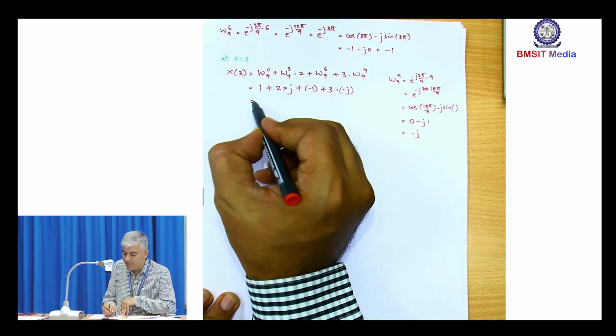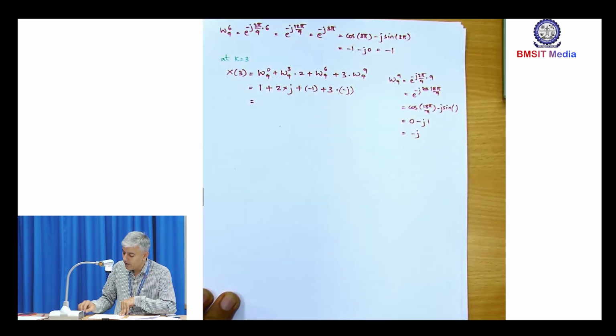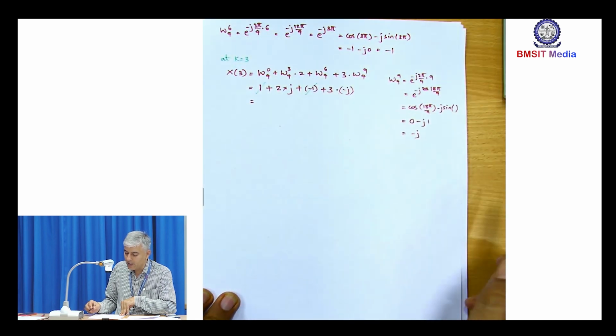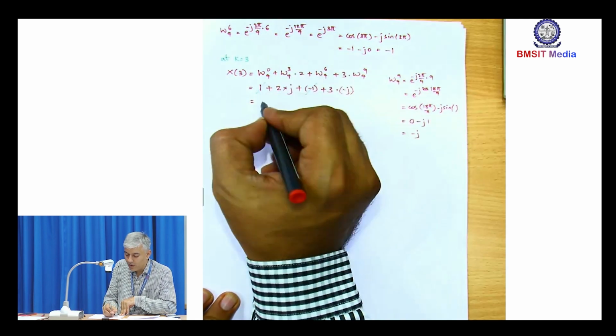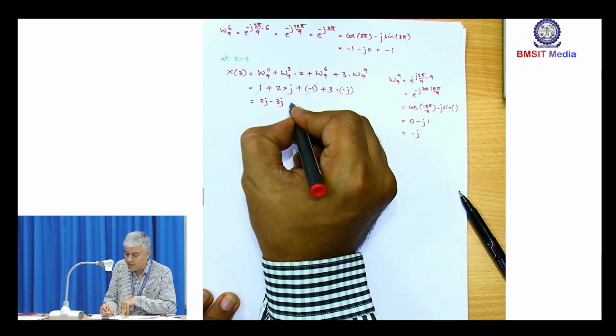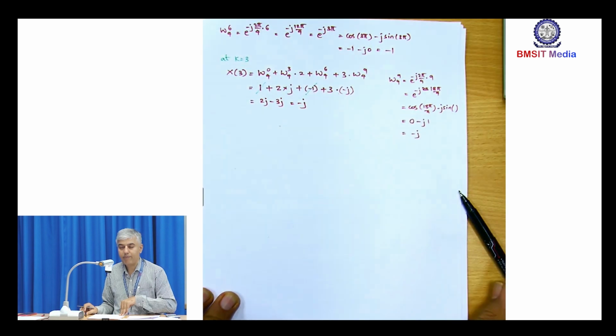So when you simplify this, you get plus 1 and minus 1 getting cancelled. So you have 2j minus 3j, which is minus j.